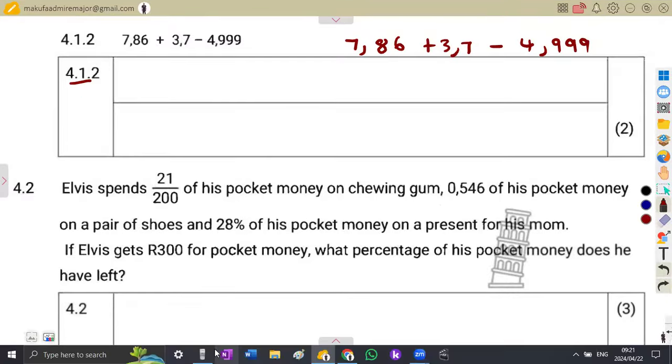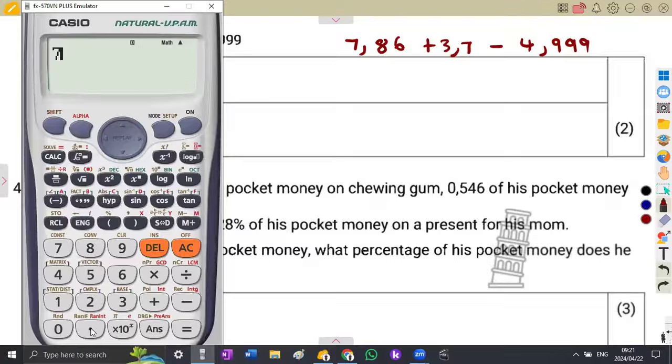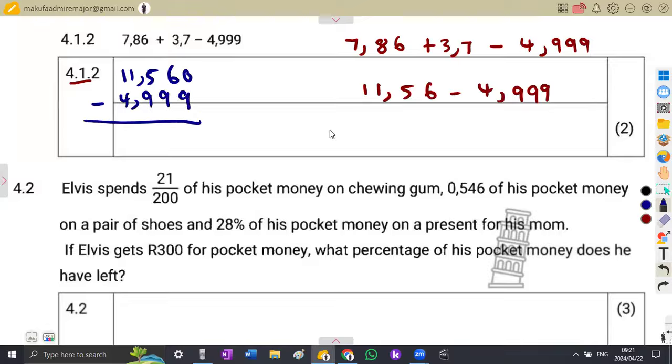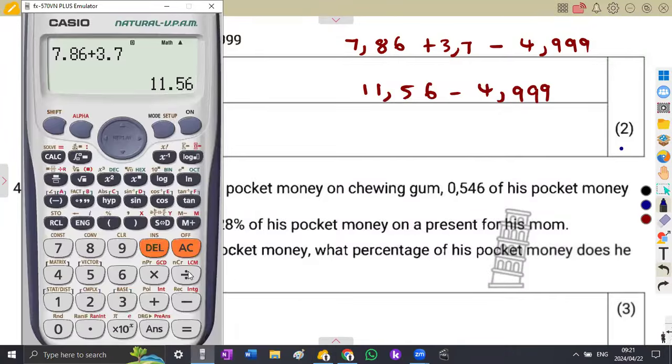This is going to be 7,86. You're going to have the same answer, just like the one that I just showed you there, which is going to be 10,56. Then you subtract 10,56 minus 4,999. So you're going to do that 10,56 minus 4,999, put a 0 there, then you subtract.